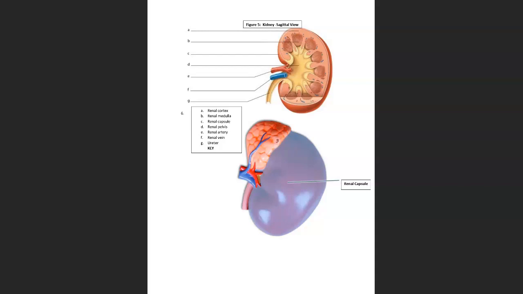This is the renal capsule, and here's the renal cortex up here. Remember, you can't differentiate the renal cortex and the adrenal medulla, so we just call this the adrenal gland. 3 would be the adrenal gland.